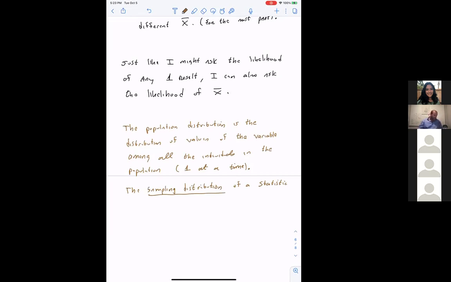The sampling distribution of a statistic is the distribution of values taken by the statistic when considering all possible samples of some size from the population.